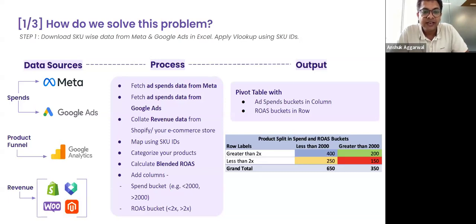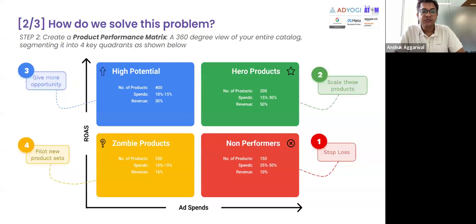falling, right? And just this simple representation is the first step towards knowing whether we are spending on the right products. Because if you see on the same chart, we see less than 2000 and less than 2x also has 250 products, right? So there is a huge number of products which are getting less ROS, but still continue to get some spends, right?